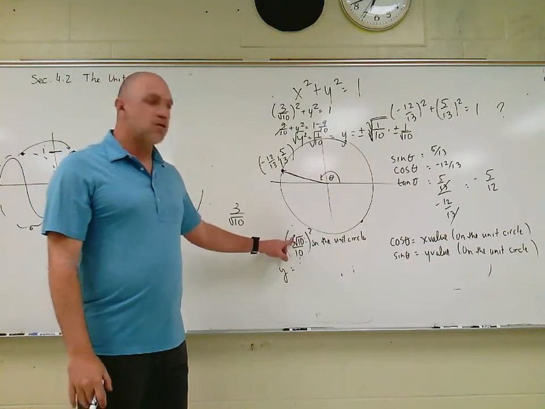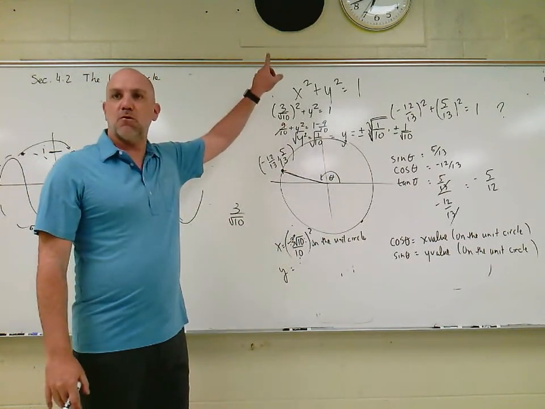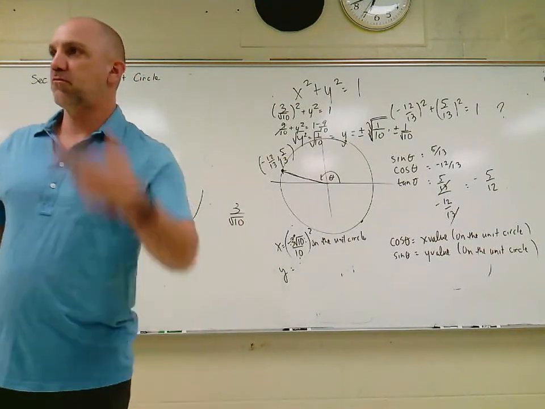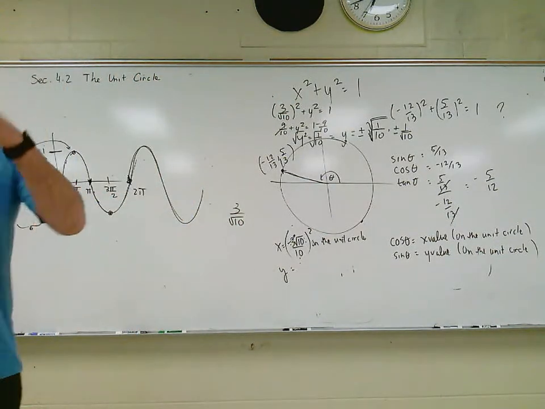So if they give you one of the coordinates, you can find the other coordinate by using this, because that's the equation of your unit circle. If I know my x, I can find my y. If I know my y, I can find my x.